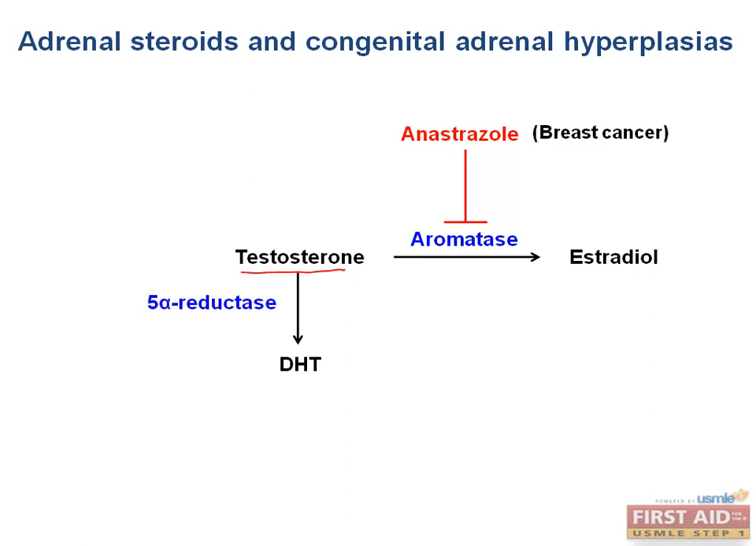Testosterone is converted to DHT by the enzyme 5-alpha reductase. DHT will bind to androgen receptors with 100-fold greater affinity than testosterone. And as you'll learn about in your reproductive lectures, DHT stimulates the growth of the prostate gland. That is why inhibitors of 5-alpha reductase such as finasteride are used in the treatment of benign prostatic hyperplasia or BPH.